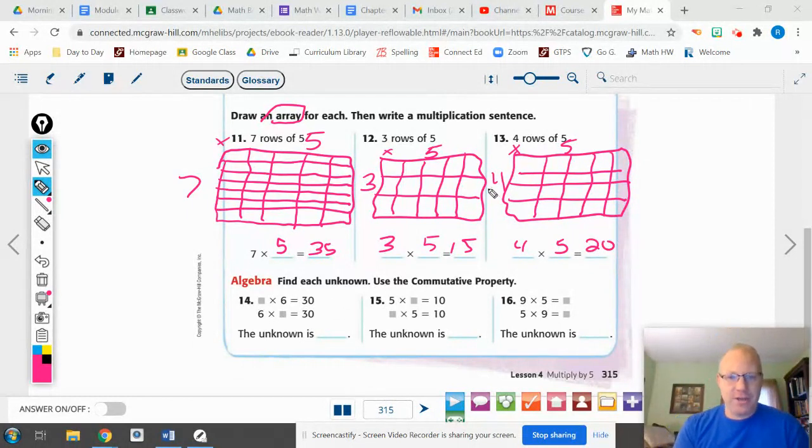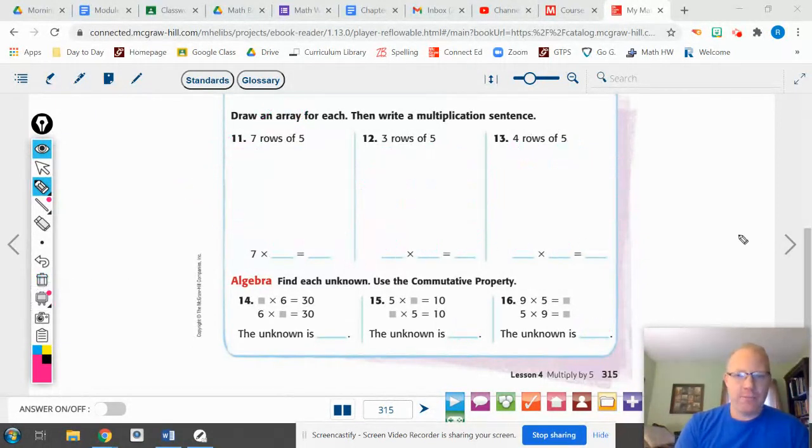Next, find each unknown. Use the commutative property. Blank times 6 or 6 times blank equals 30. The unknown is 5. 5 times what equals 10, or what times 5 equals 10? 2. 9 times 5 or 5 times 9? 45. Let's go. Time to move on. Check your work on the back.